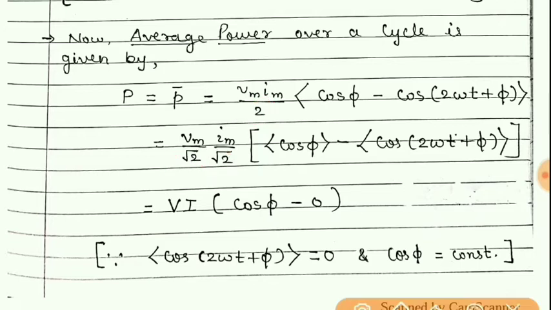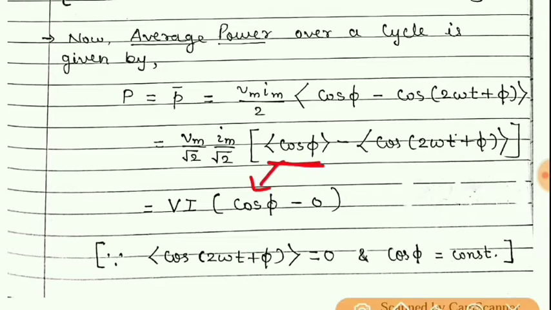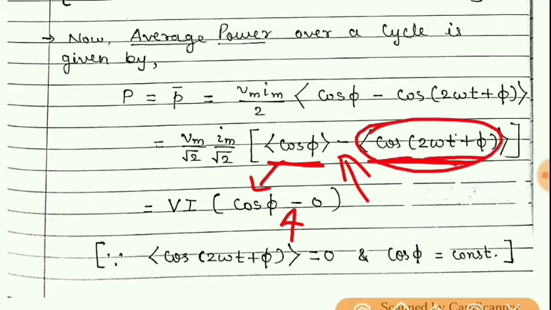Now average of cos phi, you can see here this term is not a function of time, but here this term is a function of time. So as this term is not a function of time, this can be considered as constant, and average of constant will remain same only. So we have written average of cos phi as cos phi only, minus average of cos(2 omega t plus phi). Its average will be 0.